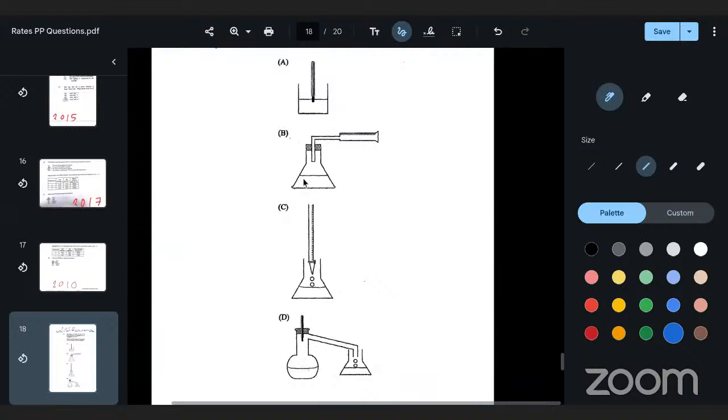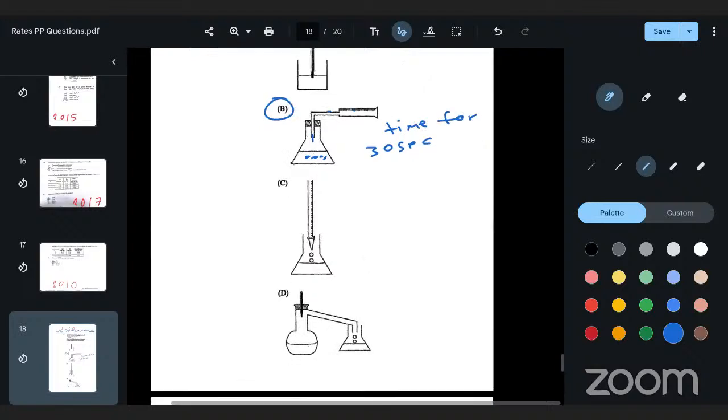Inside here, you would have the hydrochloric acid and the calcium carbonate, and you could time it for 30 seconds. And then the gas produced will go in here and you could measure it. All right, so B.